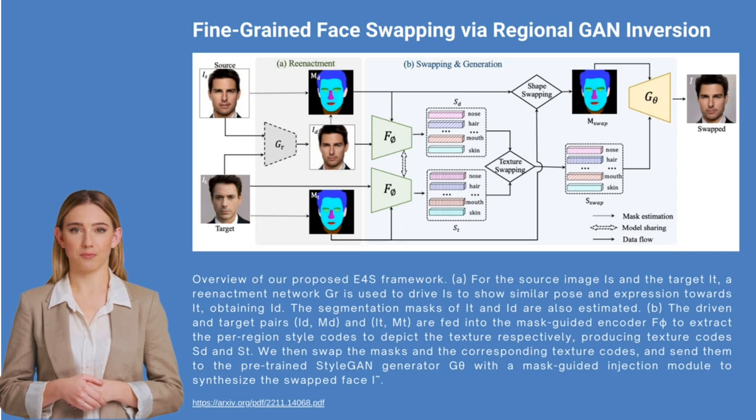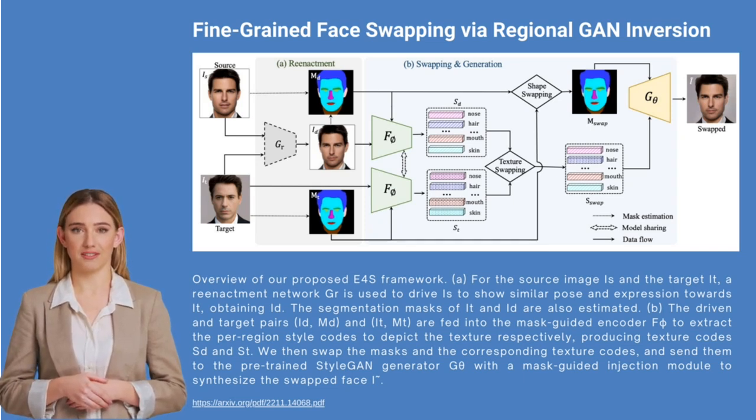Next, these image and mask pairs are processed through a mask-guided encoder, which extracts style codes for each region to capture their distinct textures. Following this, we swap the masks and their corresponding texture codes. These swapped components are then input into a pre-trained StyleGAN generator that includes a mask-guided injection module. This setup allows us to synthesize the final face with swapped features. Our framework is designed to seamlessly integrate pose, expression, and texture transfer between the source and target images, utilizing advanced segmentation and generative techniques to produce high-quality results.